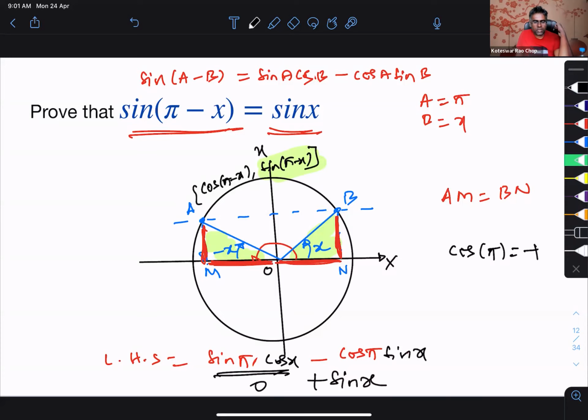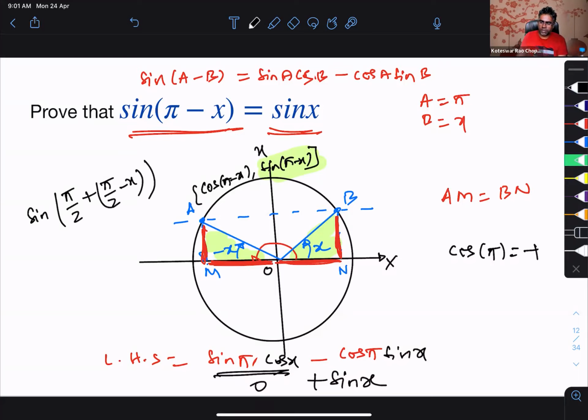So it doesn't matter. The other way you can do it is to write pi as pi by 2 plus pi by 2 minus x. If you want, you can do it this way. We've already seen that, right?